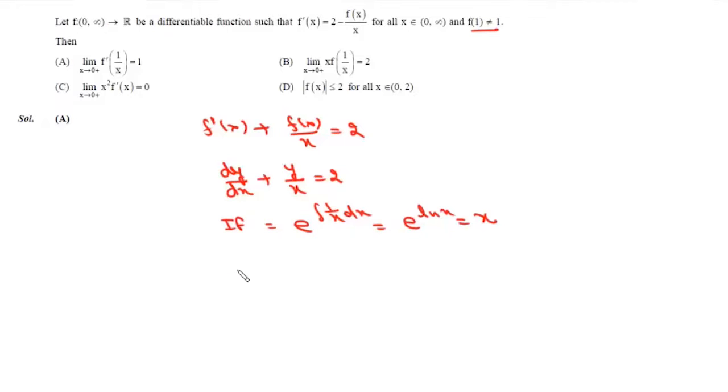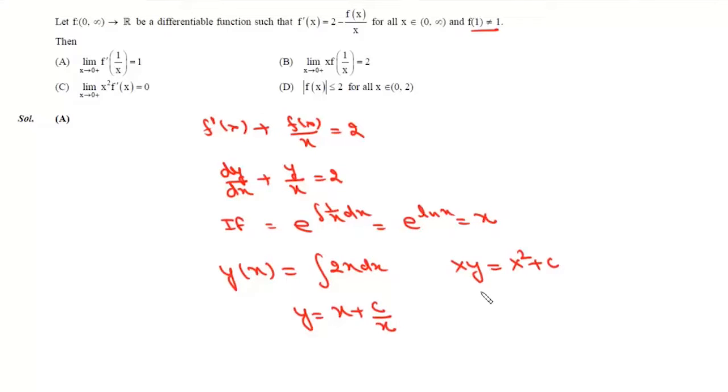Now we write the answer to this differential equation. So it will be y into integrating factor, and it will be the integral of 2x dx. So we can write x into y will be equal to x square plus c, or y equals x plus c upon x. Now if we put x as 1 and y as 1, we'll get the value of c as 0, but it is given that when x is 1, y is unequal to 1. So it clearly means the value of c is unequal to 0.